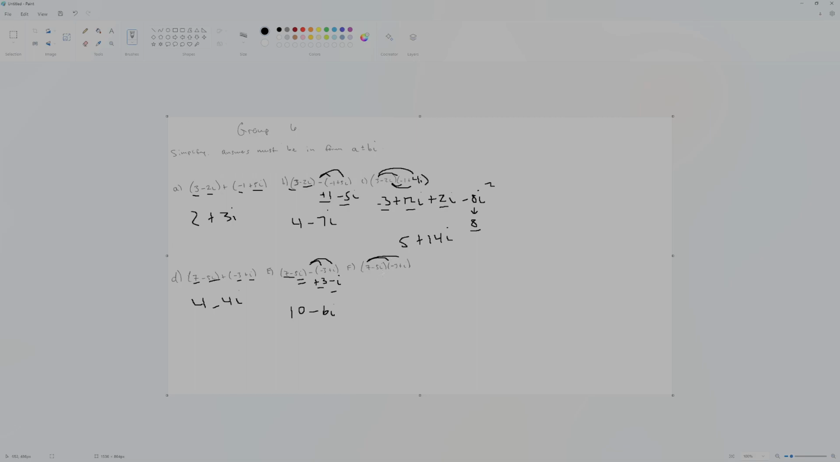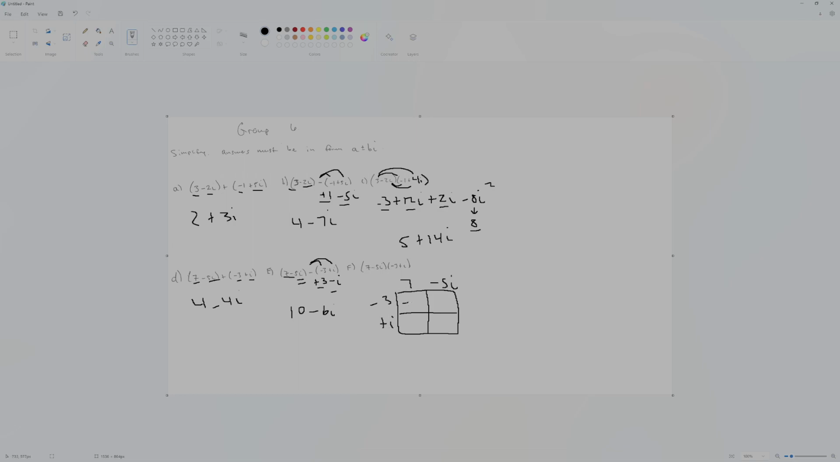You could also do an area model, I guess. Maybe I should show you an area model. So if you did an area model for this one, you'd have 7 minus 5i and a negative 3 plus i.